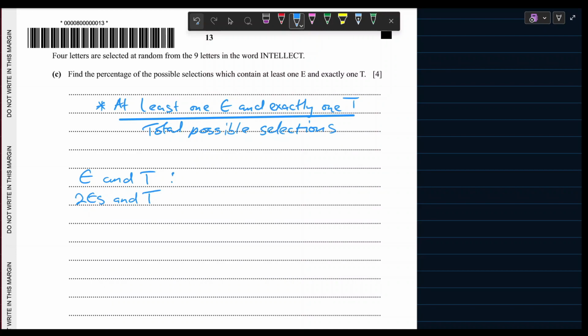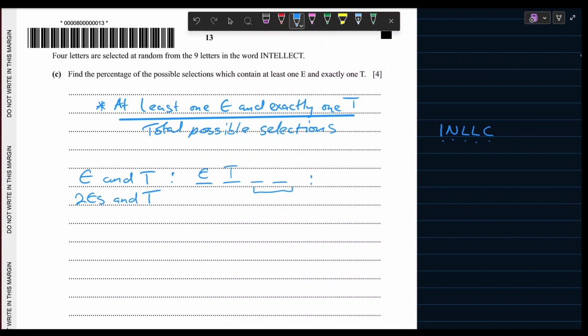Okay, so let's evaluate that. That's E and T, 1, 2, 3, 4. So we're going to preemptively select an E and preemptively select a T. But because we've selected both an E and a T, we want to take them out of the selection pool for the last two slots as well. So for the last two slots, we're going to be picking from I, N, L, L, and C. That's letters 1, 2, 3, 4, 5.